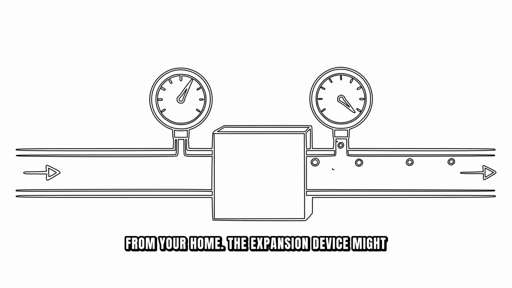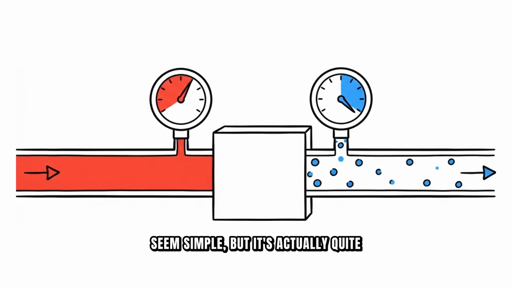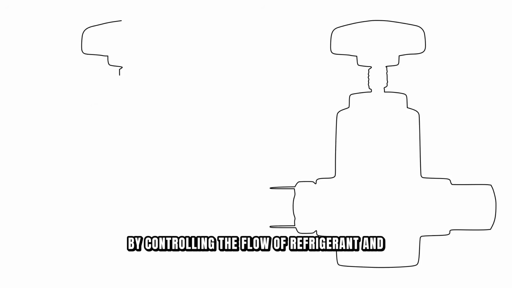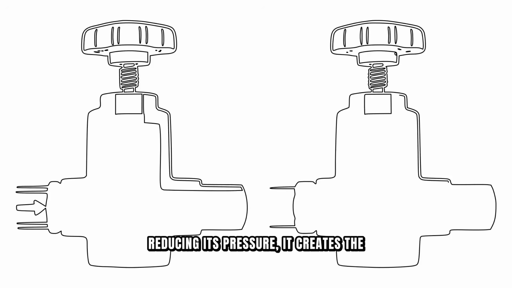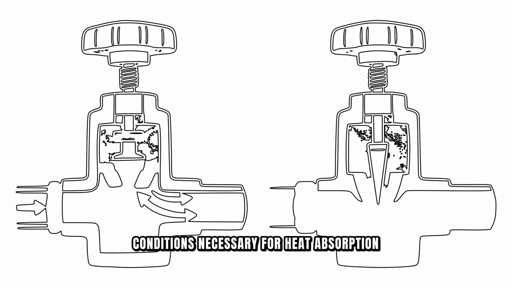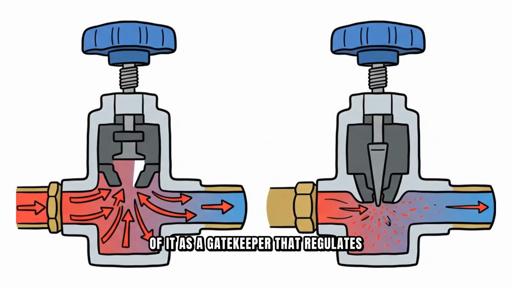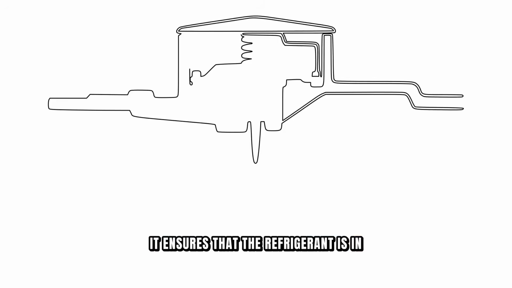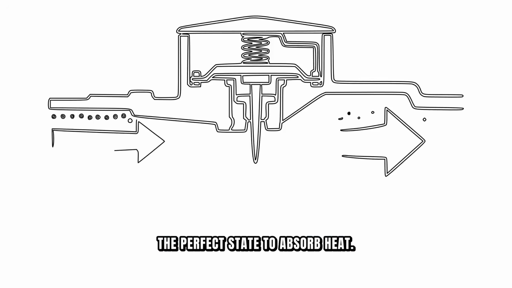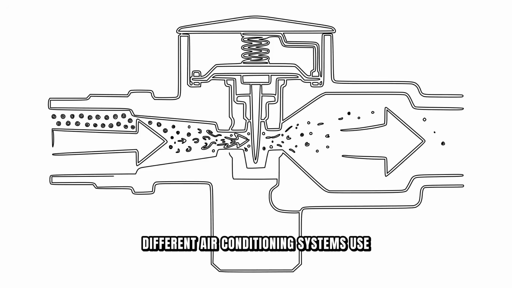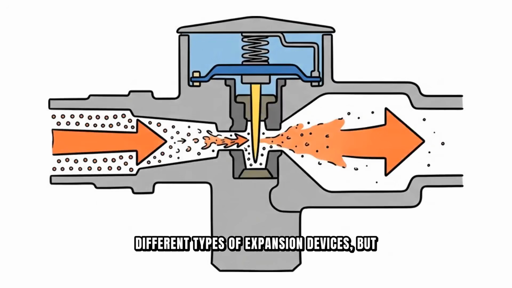The expansion device might seem simple, but it's actually quite ingenious in its design. By controlling the flow of refrigerant and reducing its pressure, it creates the conditions necessary for heat absorption to occur in the next stage. Think of it as a gatekeeper that regulates how much refrigerant flows into the evaporator. It ensures that the refrigerant is in the perfect state to absorb heat. Different air conditioning systems use different types of expansion devices, but they all serve the same fundamental purpose.